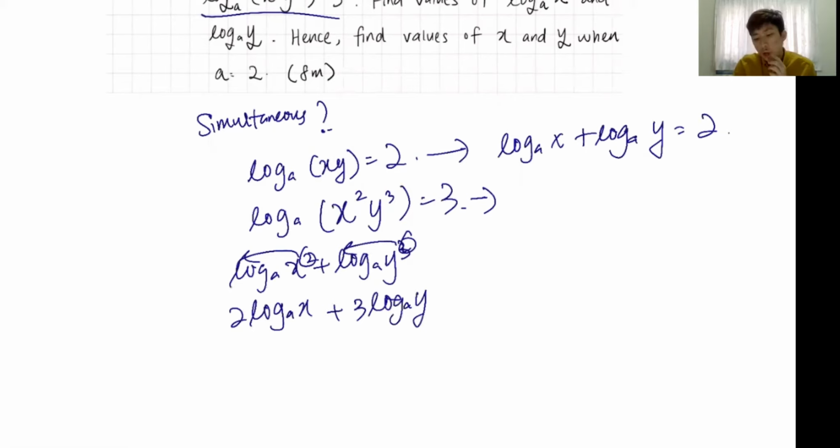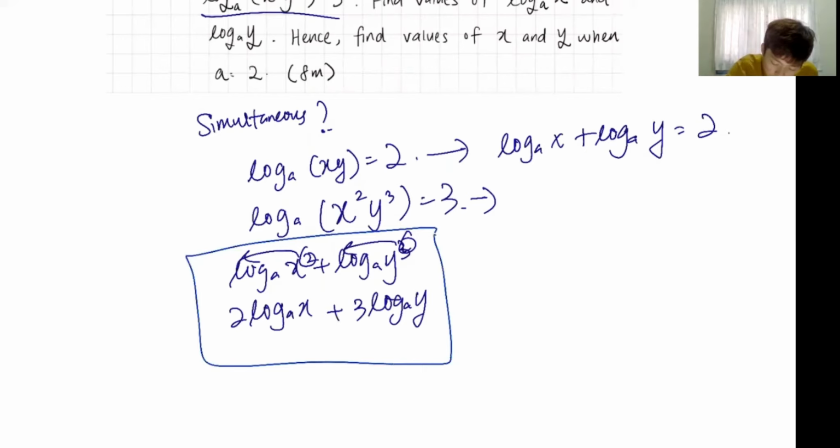If you are watching this video, I assume you have already watched all the other videos, so that whatever shortcut I do now, you know what I mean. When the power breaks down, I have repeated all these things so many times already. So I just write the simplified version here: 2 log ax plus 3 log ay equals 3.